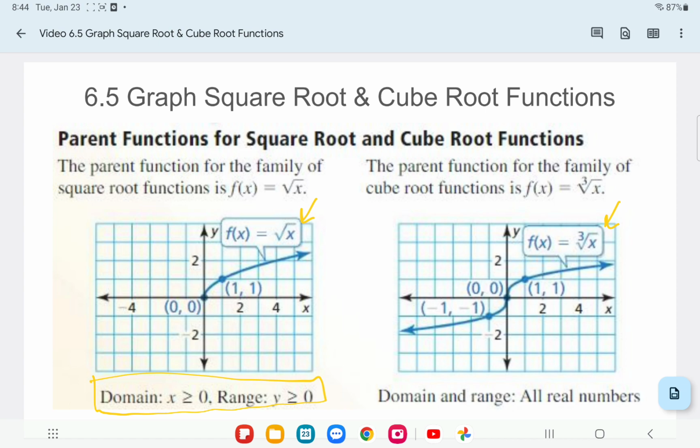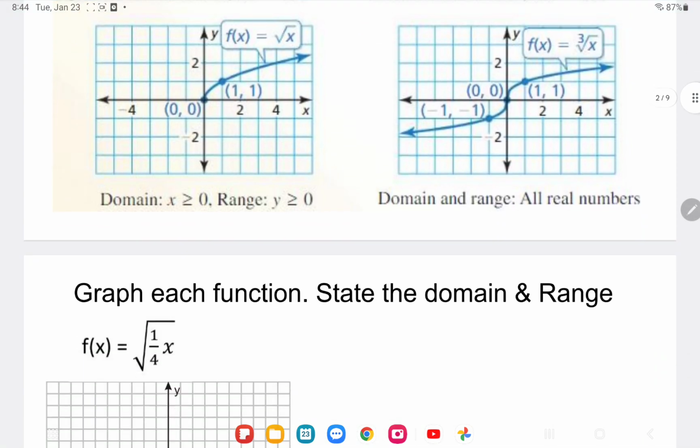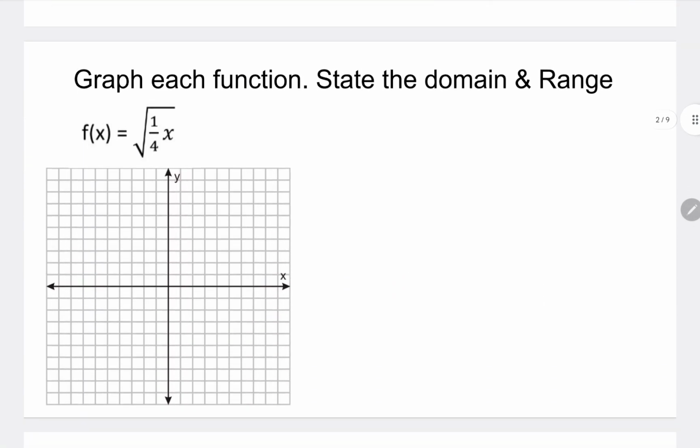For a cube root function, the domain and the range will always be all real numbers, so that's pretty nice and easy to remember, because you can take the cube root of absolutely any kind of number and get a real answer. So let's do a few graphs here.